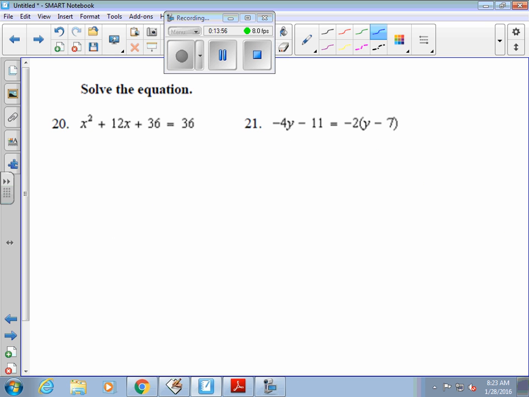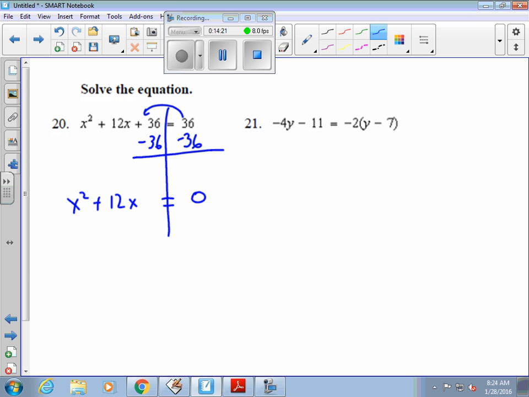Number 20, solving this equation. In order to solve a quadratic equation, it needs to be equal to 0. So in order to move 36 over, it was positive, you subtract it on both sides. You have to do it there and here as well. So what we have is x squared plus 12x plus 0, there's no more because 36 minus 36 would be 0, is equal to 0.